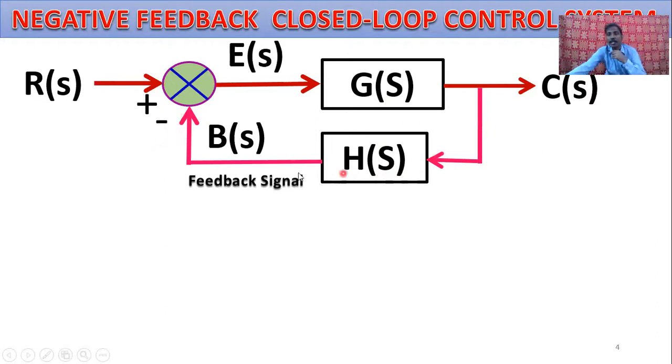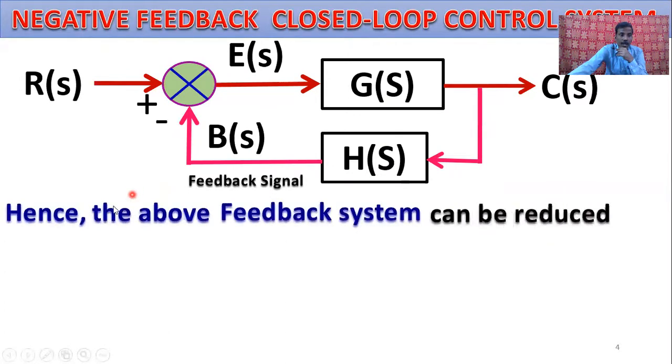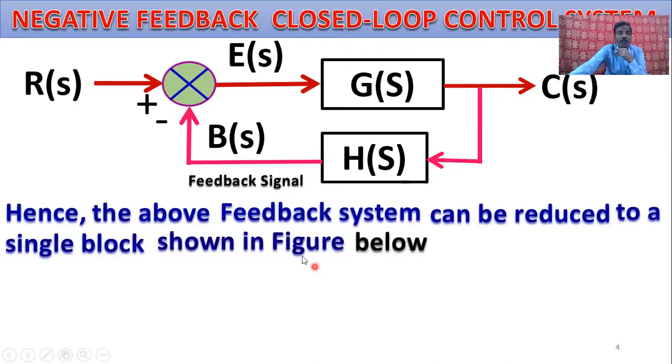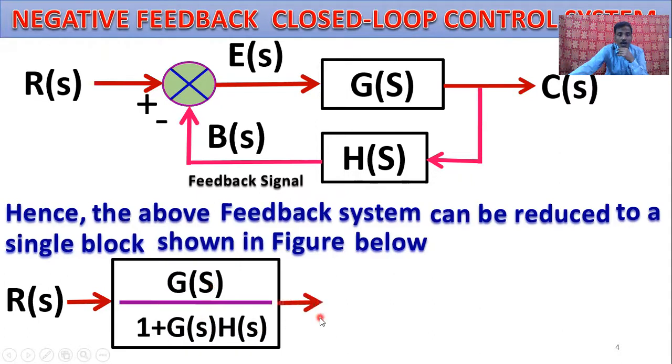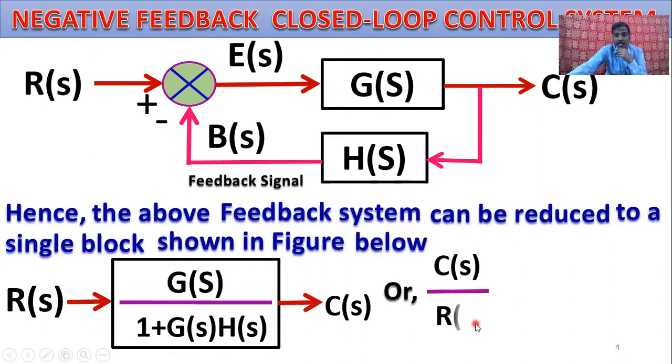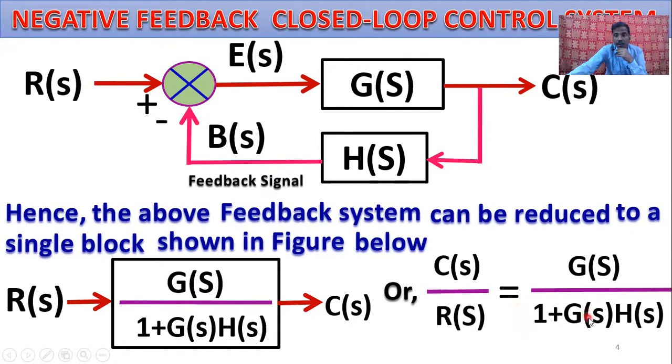And the overall transfer function, already discussed: C of S by R of S equals what? Hence, the above feedback system can be reduced to a single block diagram. R of S is the input, and the overall system gain is G of S by 1 plus G of S into H of S, and the overall controlled output is C of S. The output by input ratio is called the transfer function. Then the overall transfer function C of S by R of S equals G of S by 1 plus G of S into H of S.